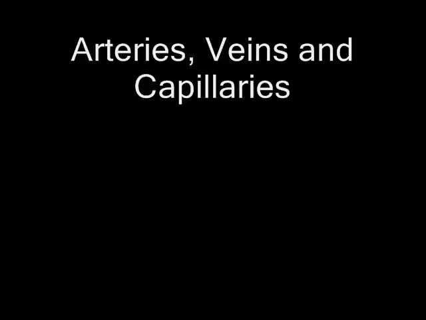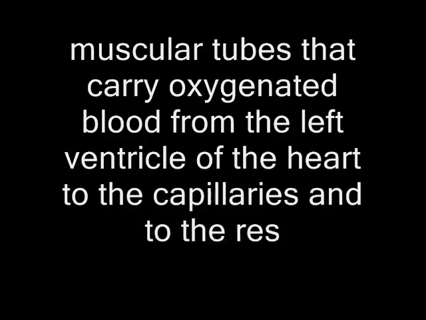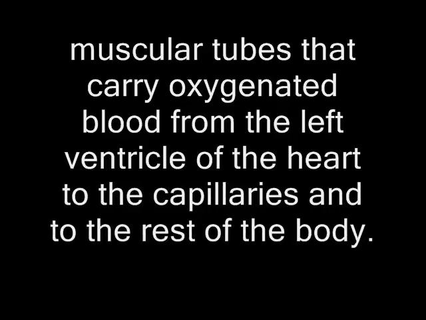Now, for the circulatory system, we don't need to talk about the major organs, but we do need to talk about blood vessels. Now, there are three types of blood vessels: arteries, veins, and capillaries. Arteries are muscular tubes that carry oxygenated blood from the left ventricle of the heart to the capillaries and to the rest of the body.